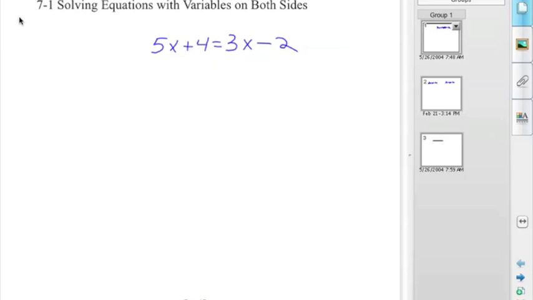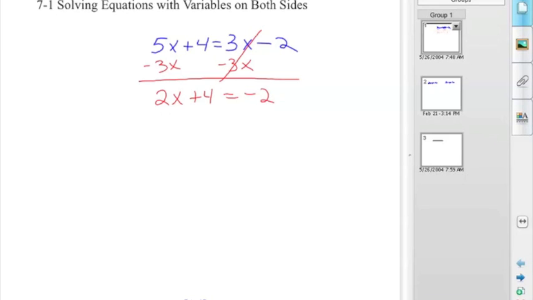First we need to move the variables from the right-hand side all to the left-hand side, and that requires us to subtract 3x from both sides. Remember, we're subtracting 3x because the original 3x is positive. Because you're such advanced math students, what happens to the 3x's on the right-hand side of the equal sign? They cancel each other out. On the left, the 5x minus the 3x leaves us with 2x. Bring down the plus 4 and the negative 2 on the other side.